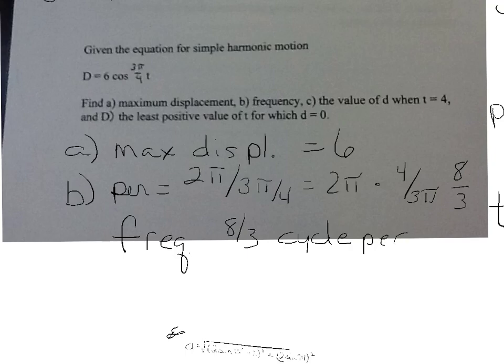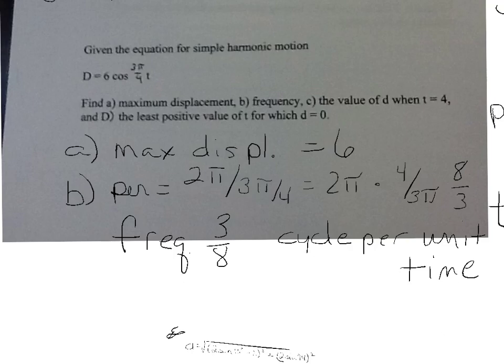Wait. Wouldn't it be 3/8? Yeah, yes, it would. Sorry. 3/8. Why is it 3/8? Frequency is the reciprocal of the period per unit time. We don't know what our time period is here, so it's cycles per unit time. Okay, so we've got A and B taken care of.